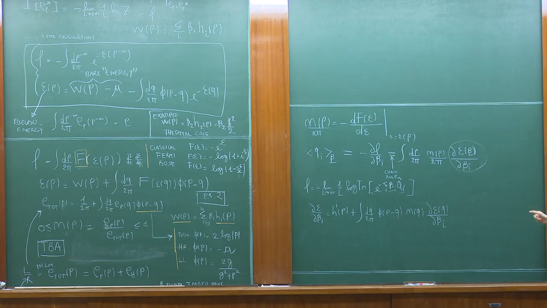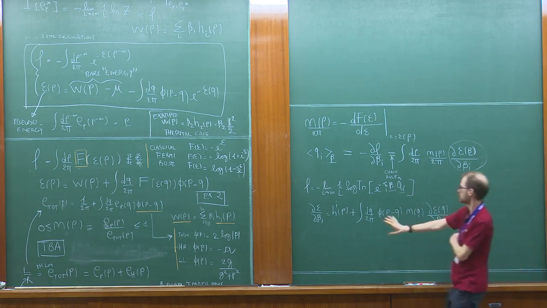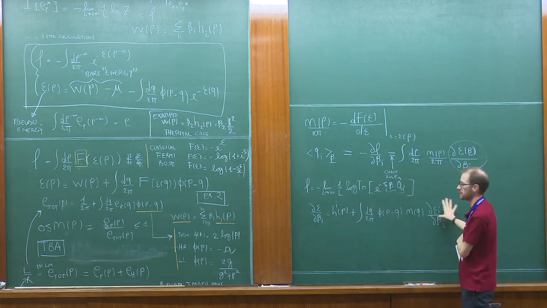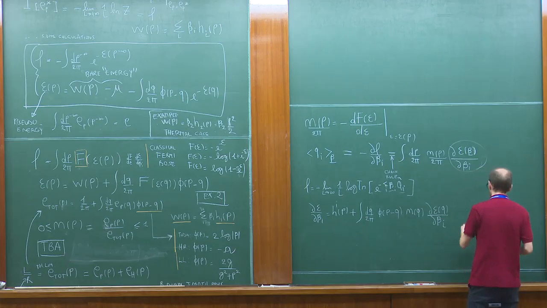Now the good point is that for this d epsilon d beta, this integral equation is linear now, because you see, it appears here, but here it's linear. So this is a linear integral equation.